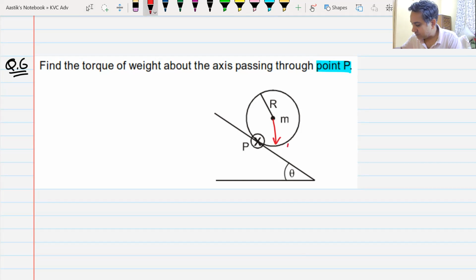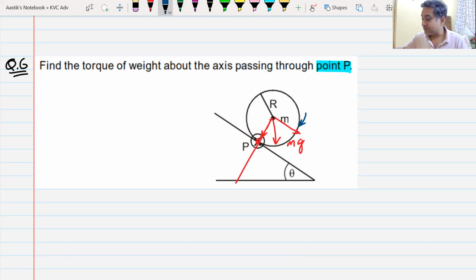This is the weight mg. Now you can resolve it into two components, this one and this one. One of the components, mg sine theta, will pass through this point. It cannot create any torque.